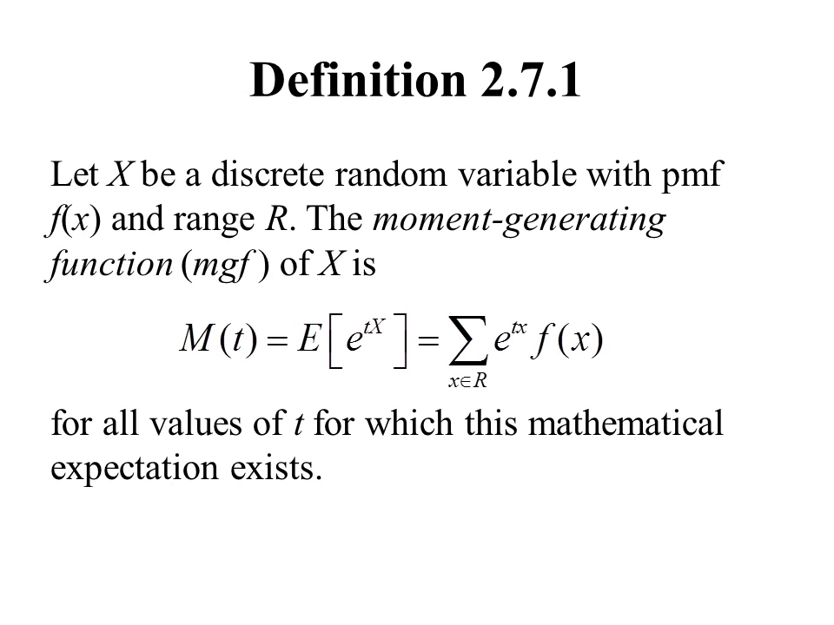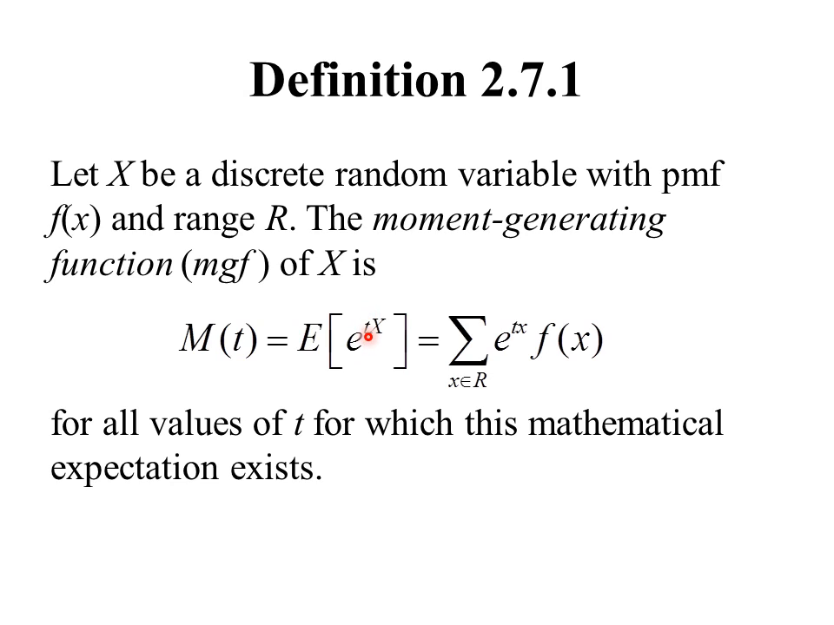So let X be a discrete random variable with PMF f and range R. The moment generating function, abbreviated MGF, of X is denoted M of t and is defined to be the expected value of e to the tX. Now let's stop right there for a second. So e, that's just the normal number e, 2.71, and so on.